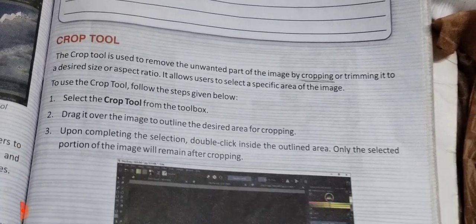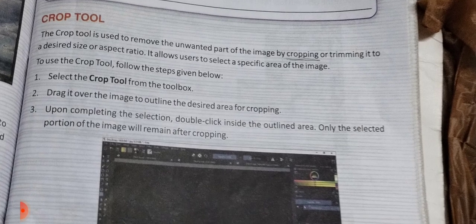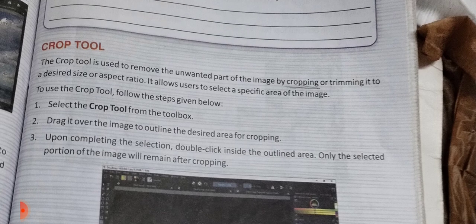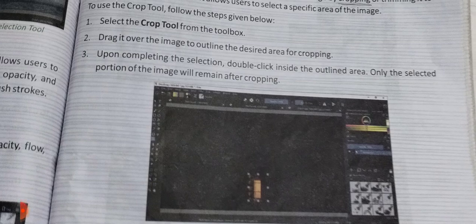Crop tool. The crop tool is used to remove the unwanted part of the image by cropping or trimming it to a desired size or aspect ratio. It allows users to select a specific area of the image. To use the crop tool, follow the steps given below.